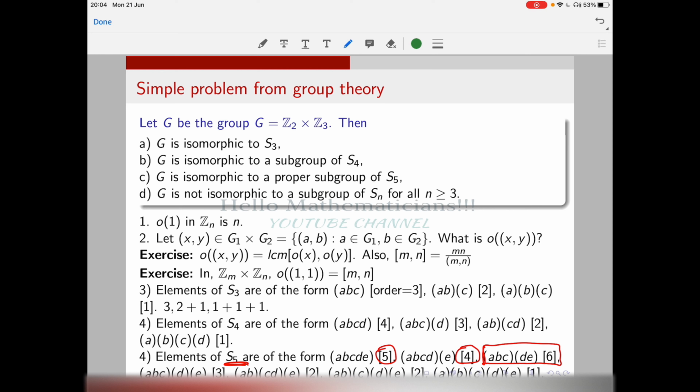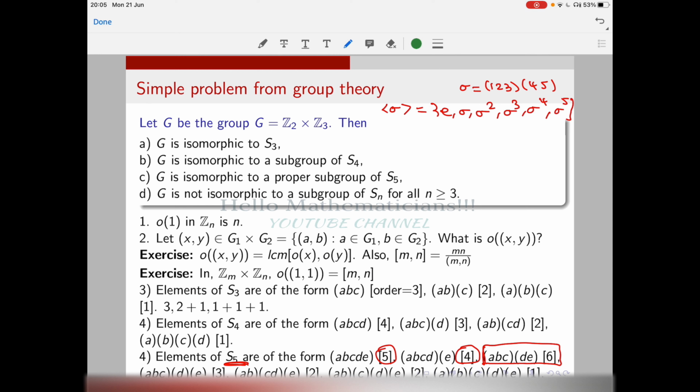So for example, you take 1, 2, 3, 4, 5. You take this permutation sigma. So this is a 3 cycle and a 2 cycle. Then you look at the subgroup generated by sigma. This element has order 6. So then the subgroup generated by sigma will have the identity element, sigma, sigma square, sigma cube, sigma power 4, sigma power 5, and sigma power 6 will be identity.